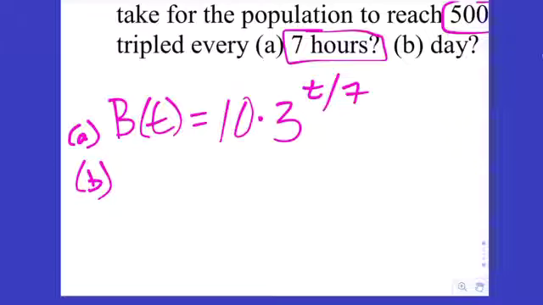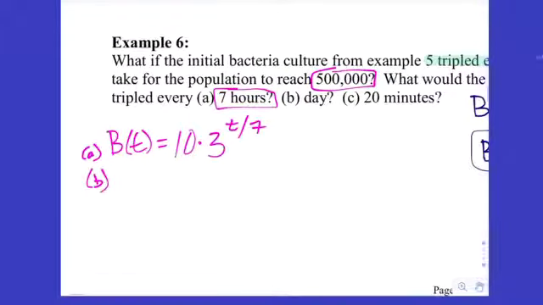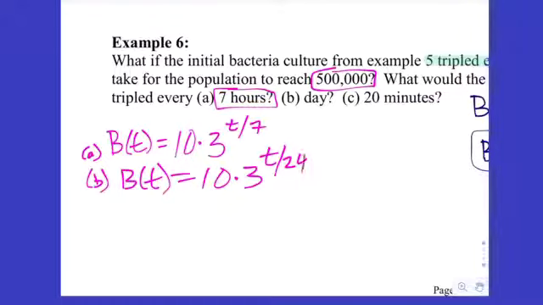Part B. What if we change the rule now and it tripled every day? It tripled every day. Well, let's see. B of t then, it would still be 10. That's still the initial value. It's still tripling, so it's 3. But now if it's tripling every day, it would be t divided by what? 24. Because we're still measuring time in hours, we got to do a little unit conversion. 24 hours is 1 day. Okay, good. And I'll just put here t is still in hours.